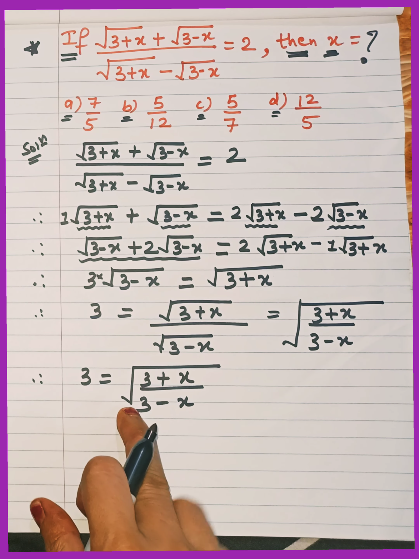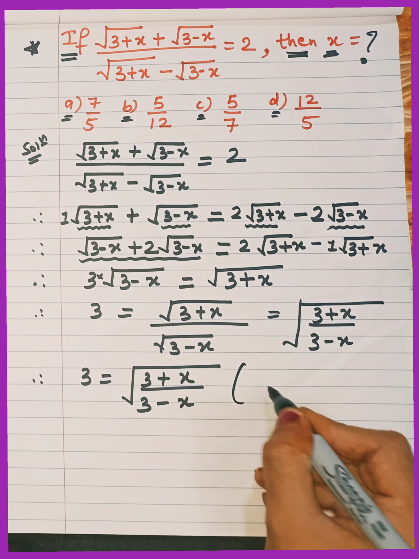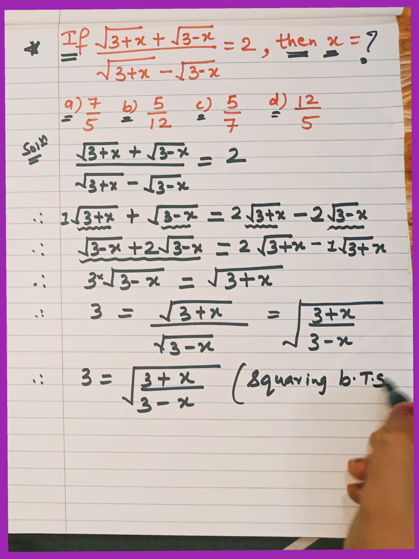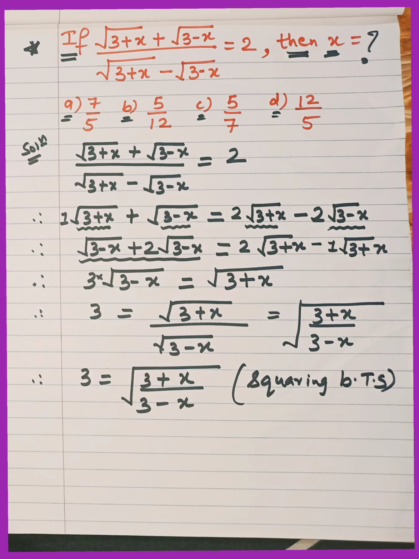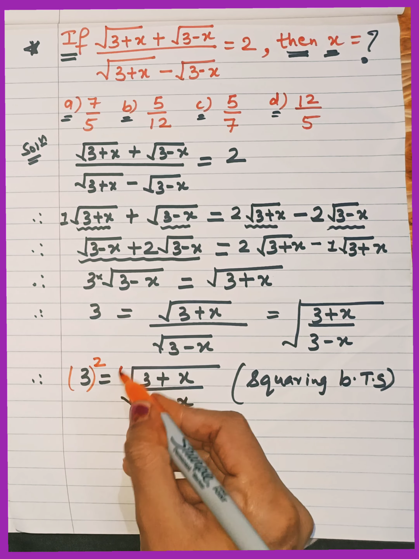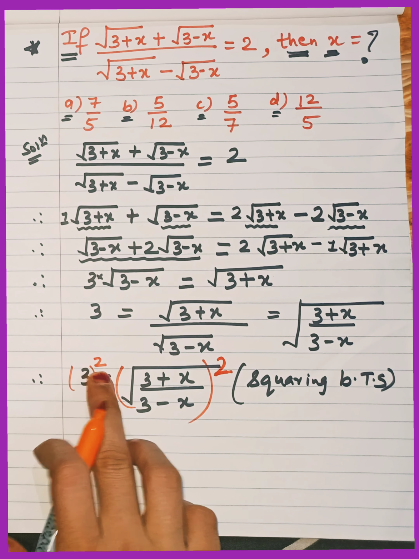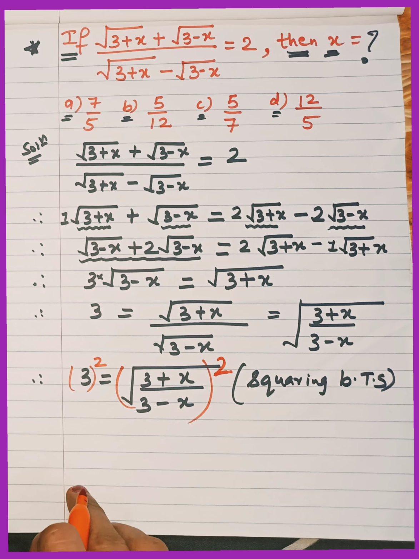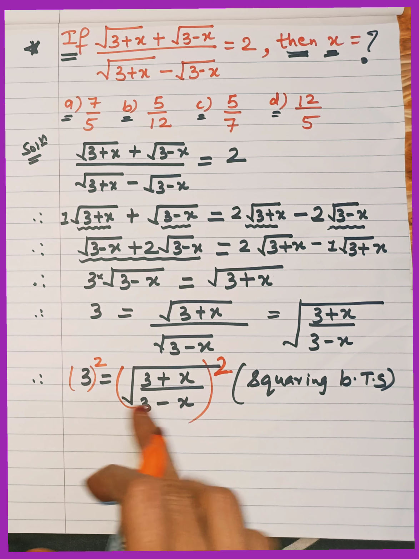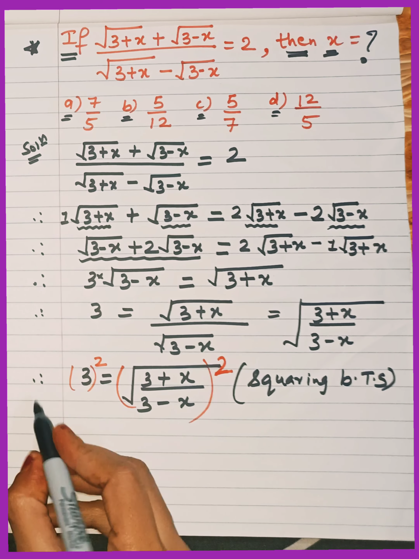Okay. Now to remove this square root, what we will do? We will square up both the sides. So here 3 is there. So 3 square. And here this whole part we will square up. So I am writing square here and square here. Why we are writing square? Because we want to solve it. We want to get the value of x and we want to remove this root. Then only we can solve it, right? So for removing this root, what we will do? Squaring both the sides.